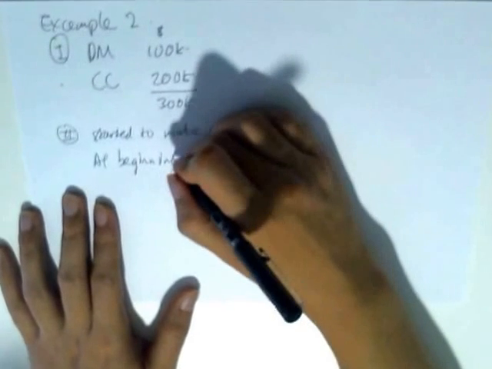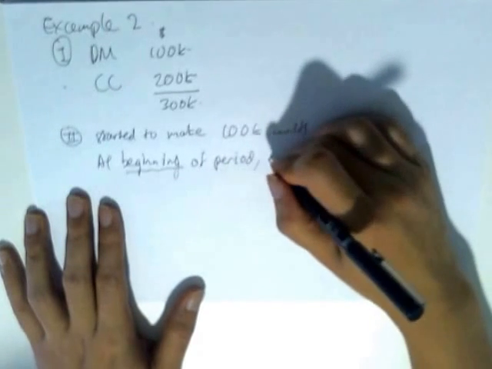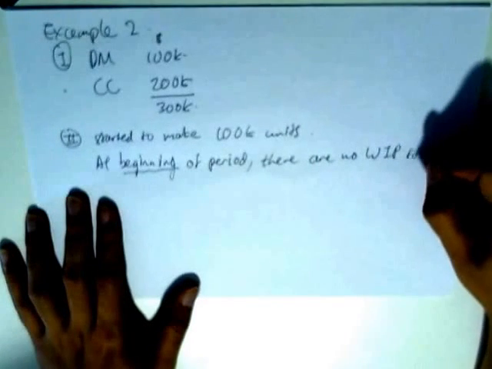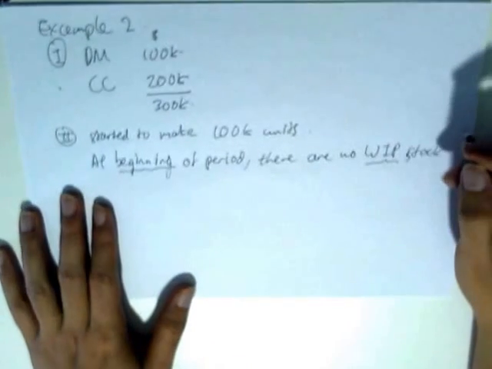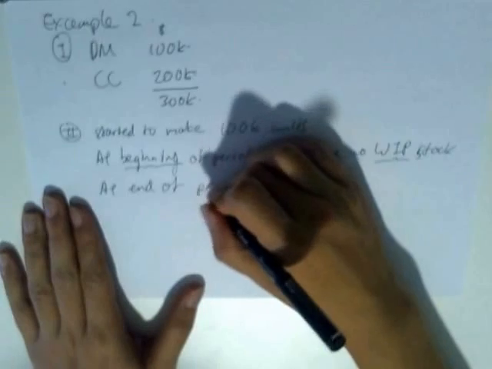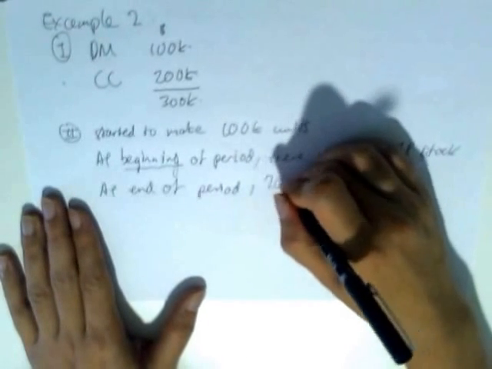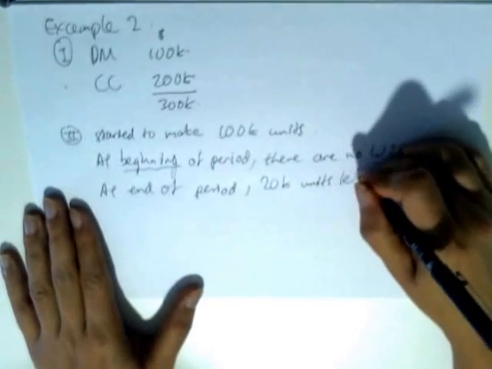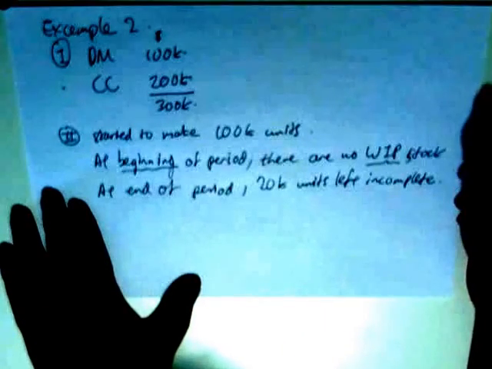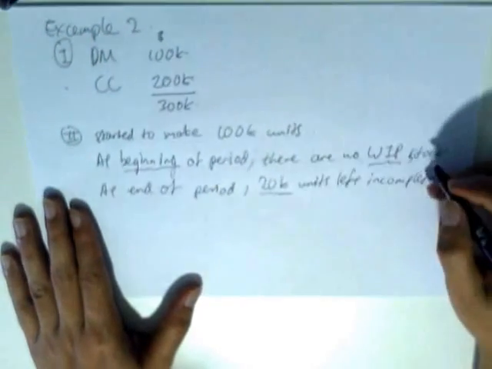any opening stock of work in progress at the beginning of the period. So note that at the beginning of period there are no work in progress stocks. Okay, work in progress being partially complete goods. Okay. And next, at the end of the period, however, there was some work in progress because there was 20,000 units left incomplete. Now this is going to make your question a bit more interesting now, right? Interesting in the sense that it is not so straightforward like just now where you have no opening, no closing work in progress. Now you have some closing work in progress.